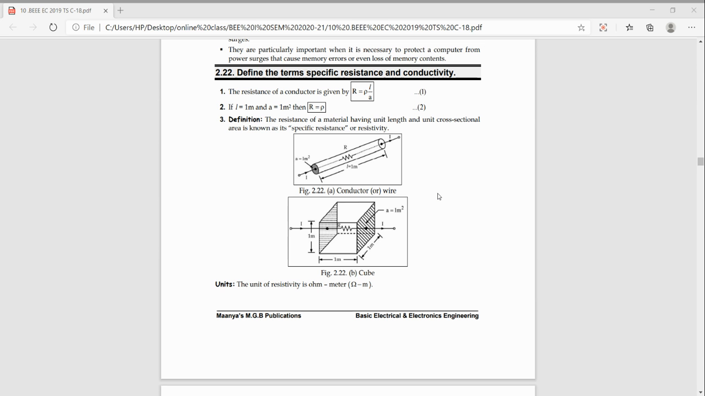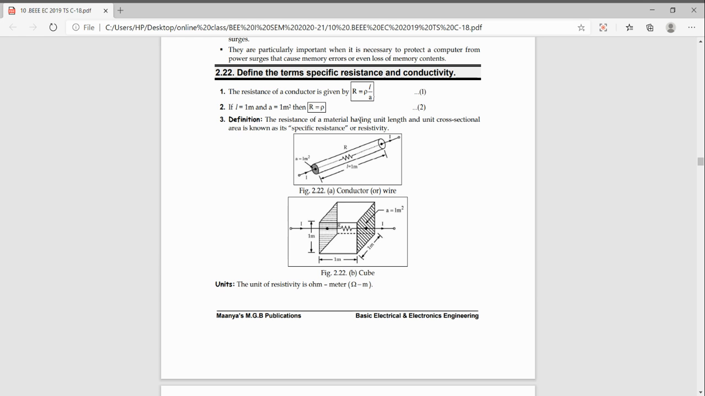Okay, fine. So today we will see the definition of the terms, that is specific resistance and conductivity. We know already that the resistance of the conductor is given by R is equal to rho into L by A. We will even check this later. If L is equal to 1 meter and A is equal to 1 meter square, then if we substitute L and A in the equation R = rho L by A, R will become equal to rho. So the resistance will become the resistivity. Okay. So the definition is like that.